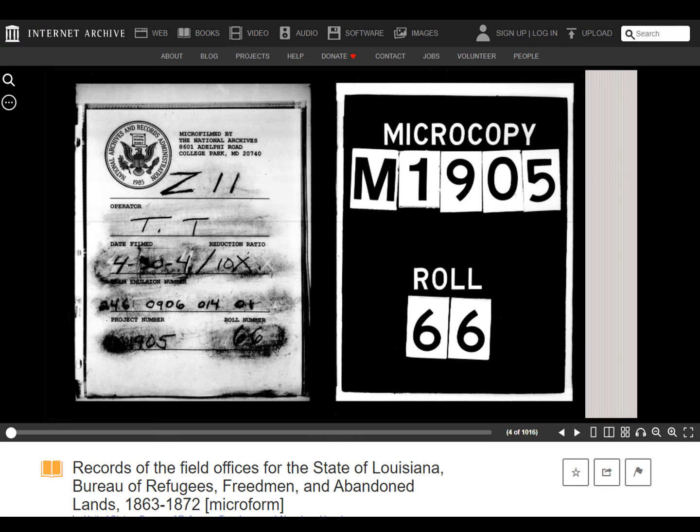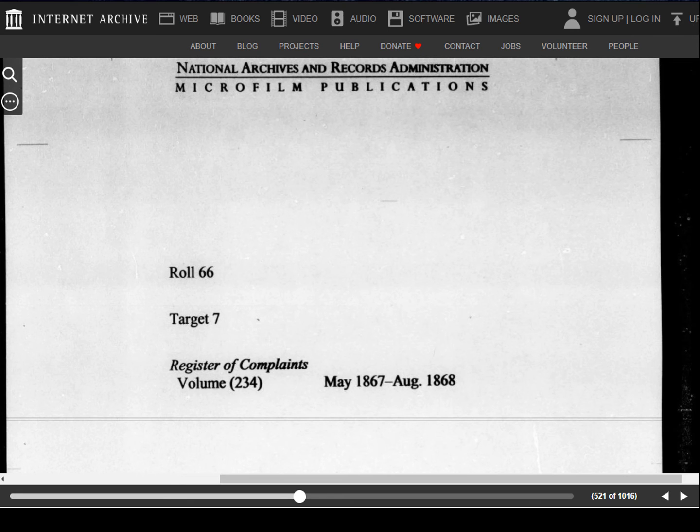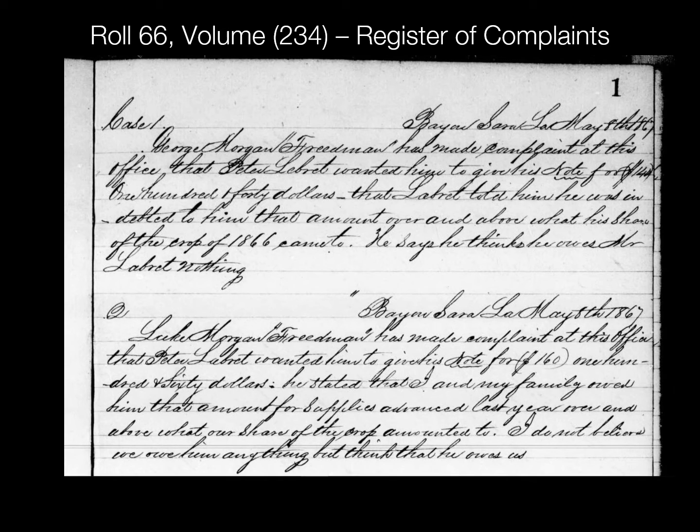So let's refer back to volume 234, which refers to that case book that the descriptive pamphlet talked about, which was in roll 66. So here we are at the beginning of roll 66. And again, we have the cover sheet that shows you where the beginning of volume 234 begins. So again, we have additional notations on the complaints filed by George Morgan and Luke Morgan. And just as referred to earlier, we have case book 1 showing case number 1 and case number 2 for both of them.